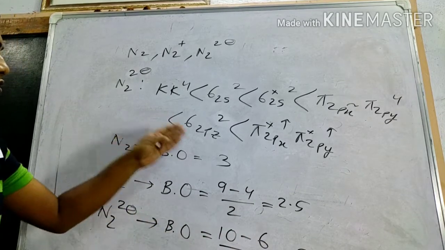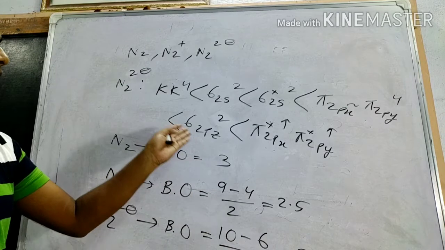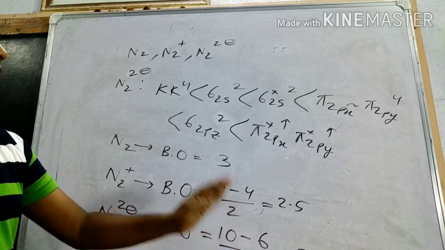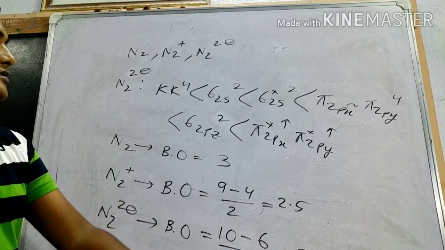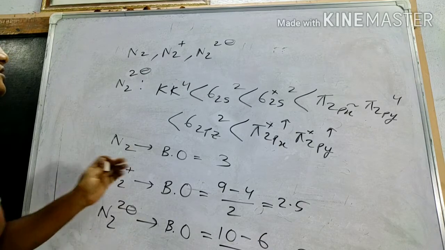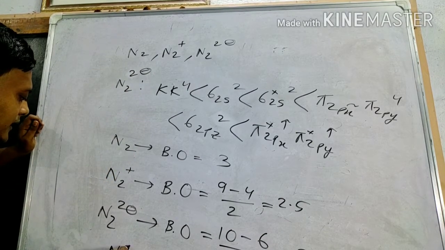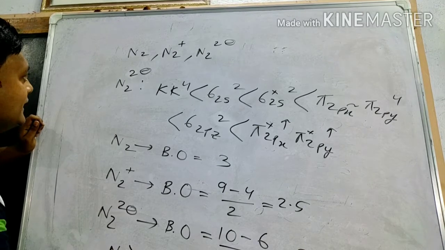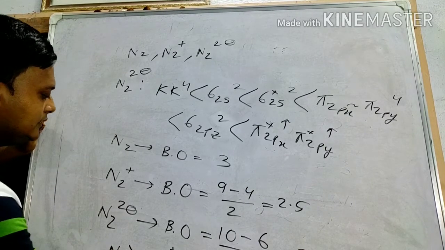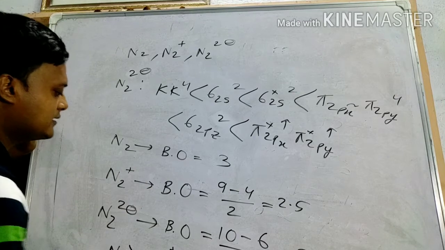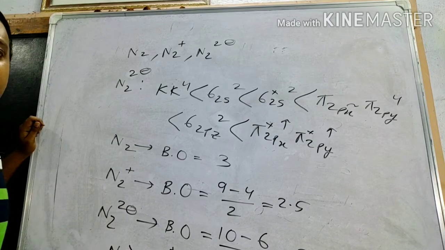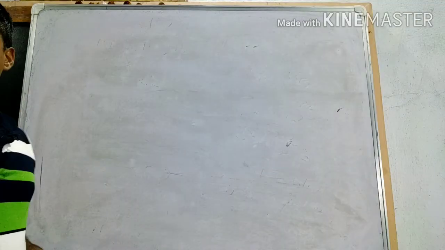So as bond order decreases, stability also decreases and bond strength also decreases. So for decreasing bond strength, what will be the order? Now see, N2, then N2 plus, then N2 2 minus. That is the decreasing order of bond strength.